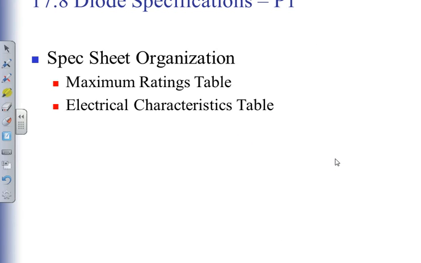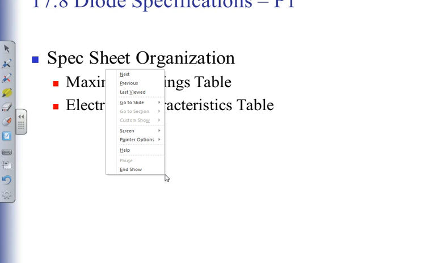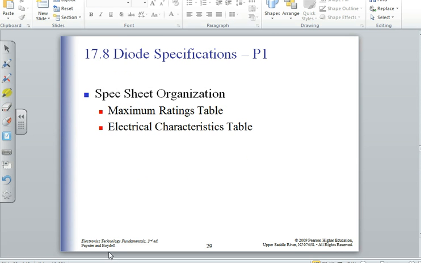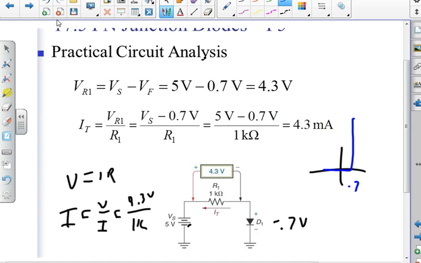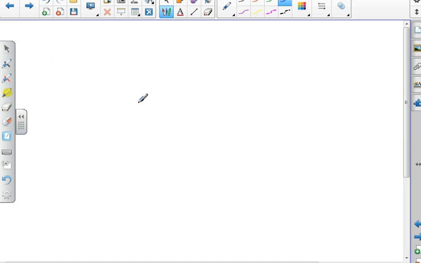Okay, with that, we're to 17.7, which is as far as we need to go. So that means it's time to work some problems. Anybody have any particular problems they'd like to have worked? Looks like we'll start with number 8.